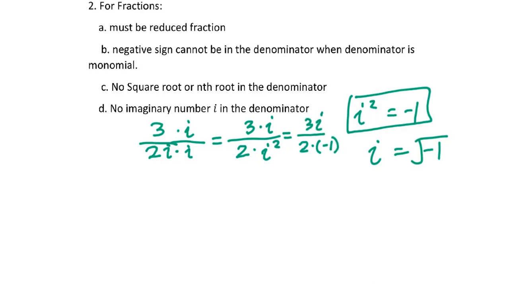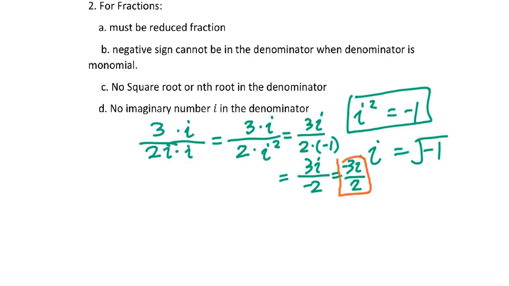So you will get negative 2 as a denominator, and 3i on top. Put the negative sign on the top: negative 3i over 2. This will be the final answer.